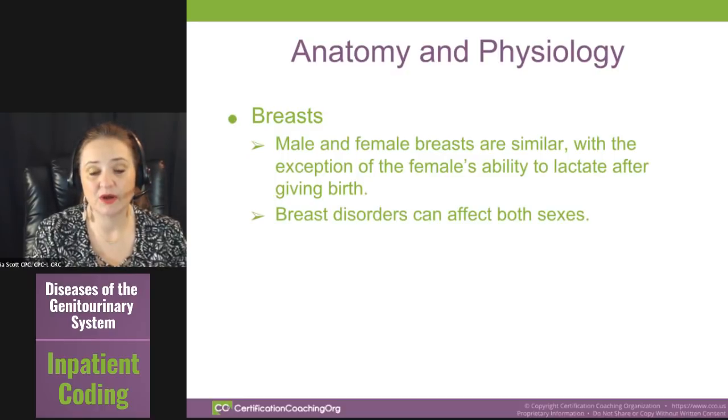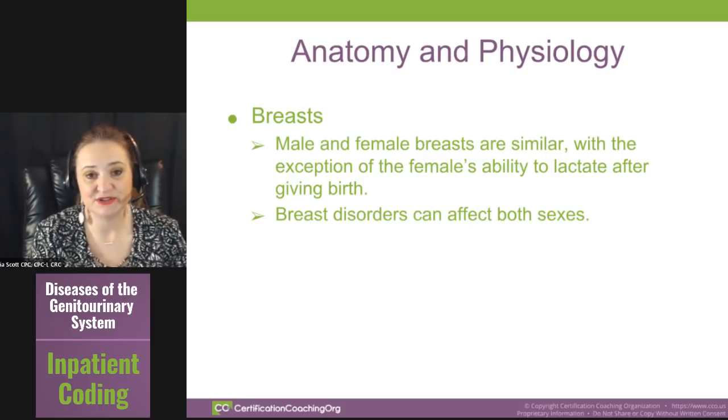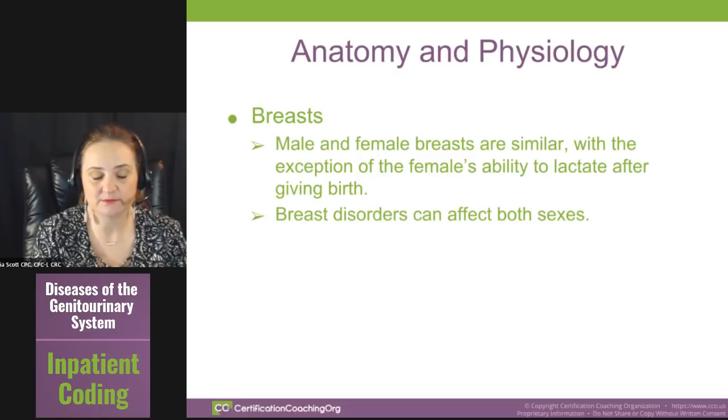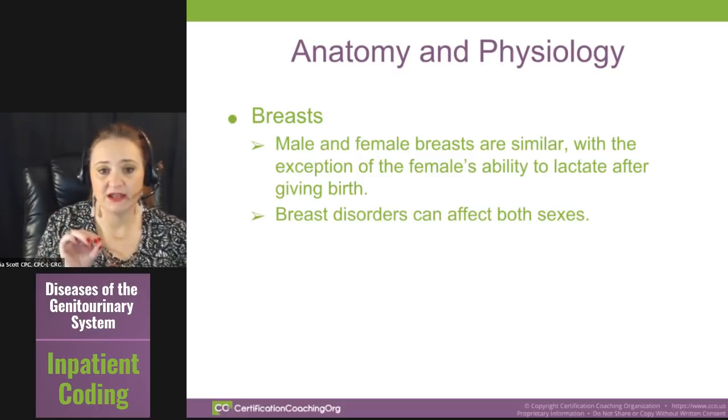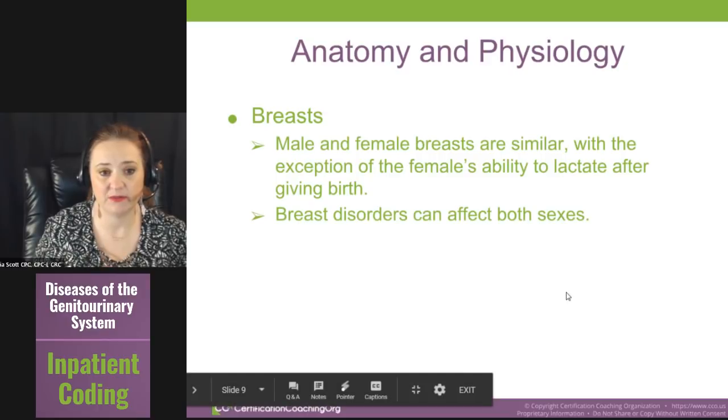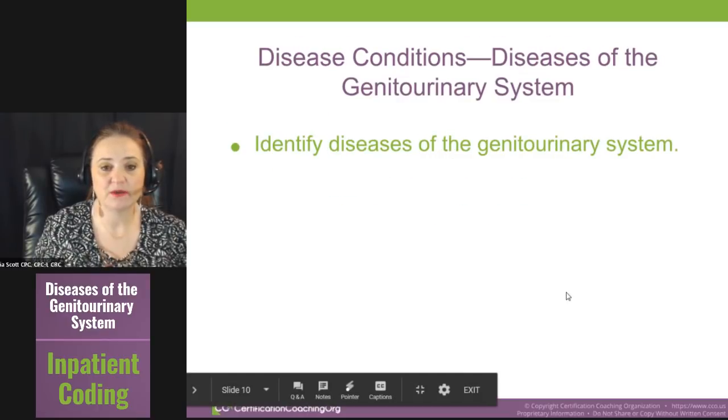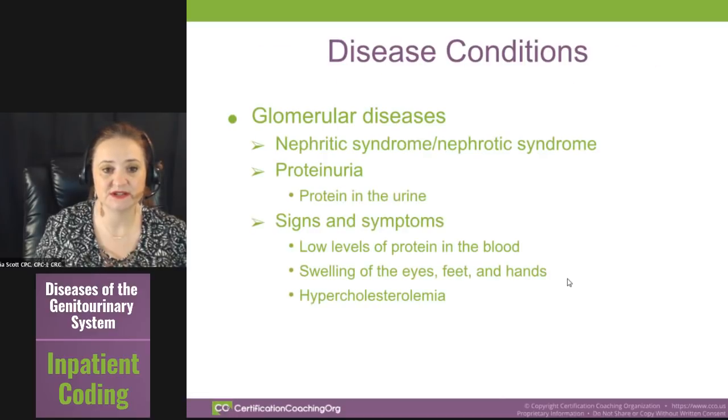So what would happen with a man that has breast cancer, they would have removal of that breast tissue just like a woman with a mastectomy. It's just there's not as much tissue involved when you're dealing with that. So again, it can affect both male and female. Now we're going to talk about conditions specifically of the genitourinary system.